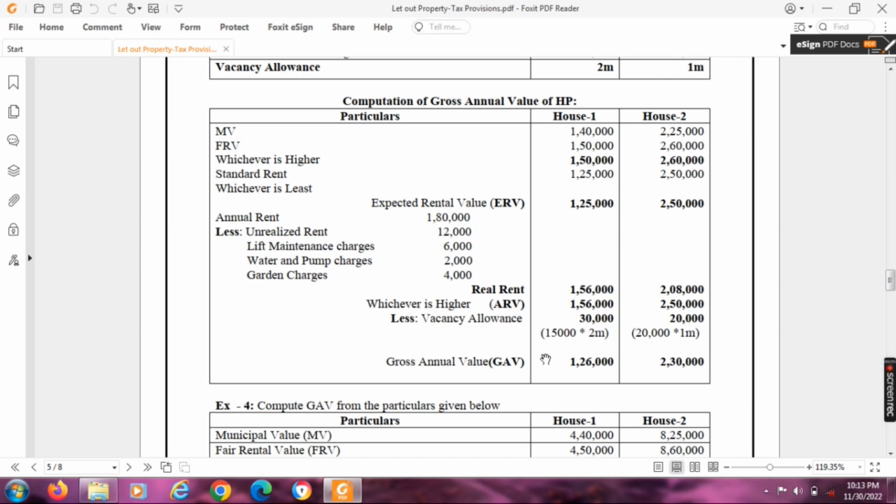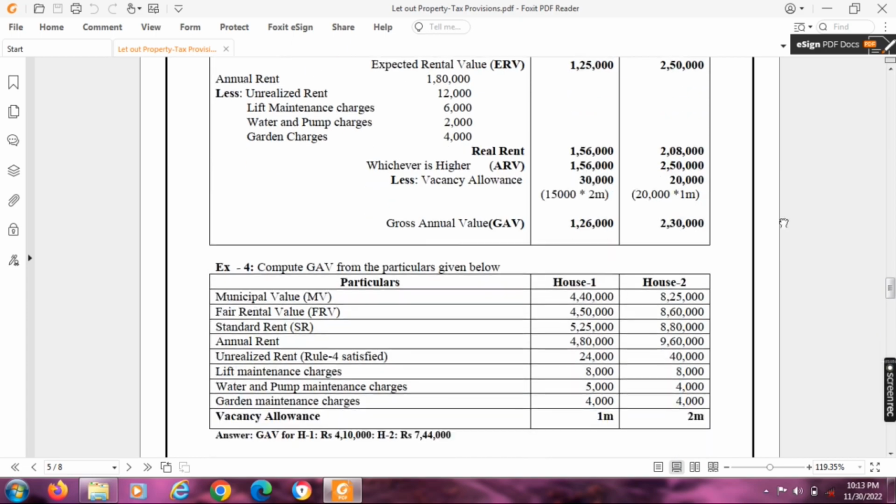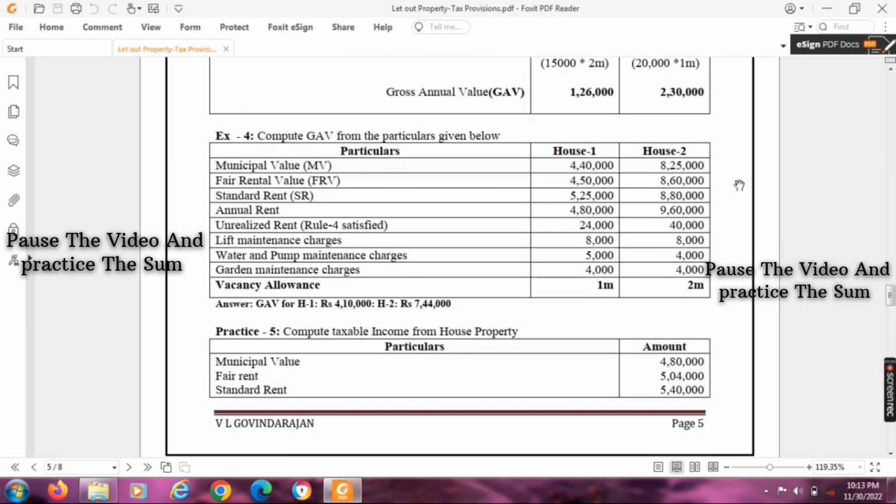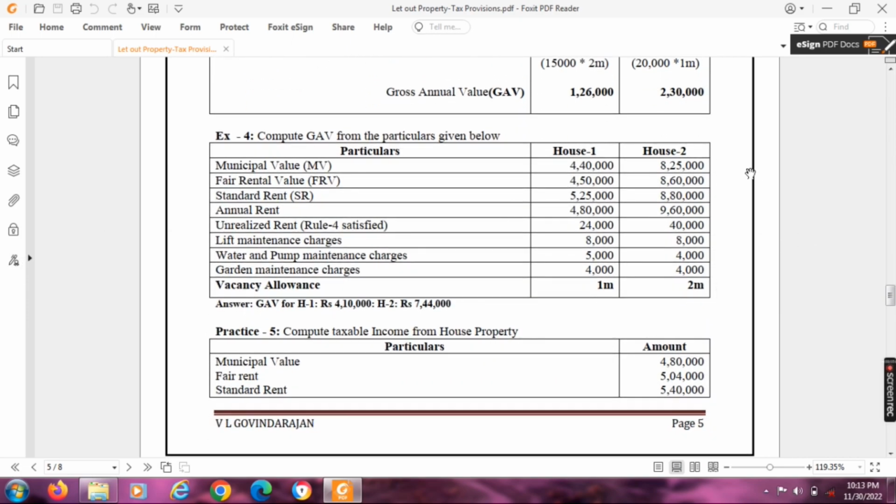And for the second house, annual rent is 2,40,000 by 12, so 20,000 per month. That 20,000 we have to deduct here. So the balance value is called gross annual value. In the same pattern, the listeners can practice exercise 4 and verify their answers.